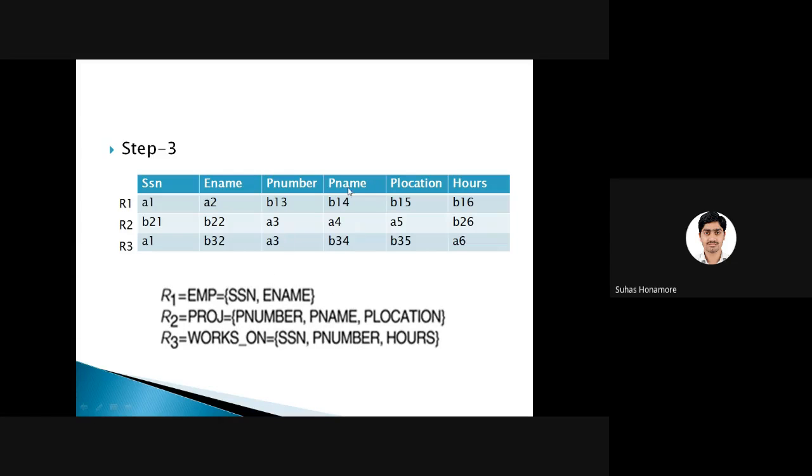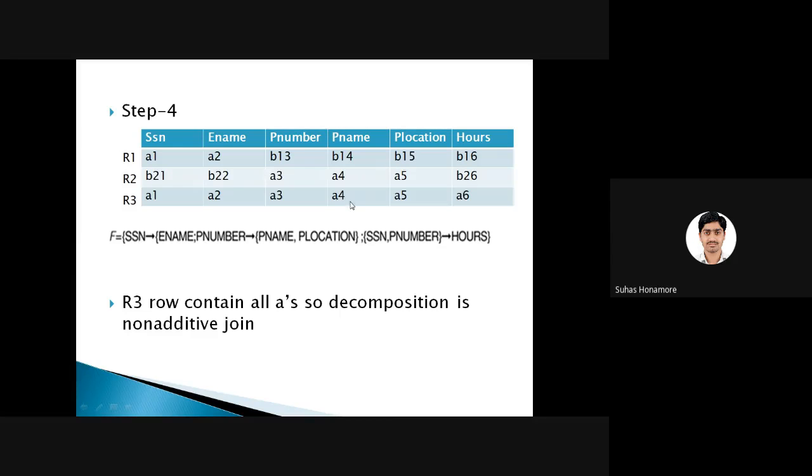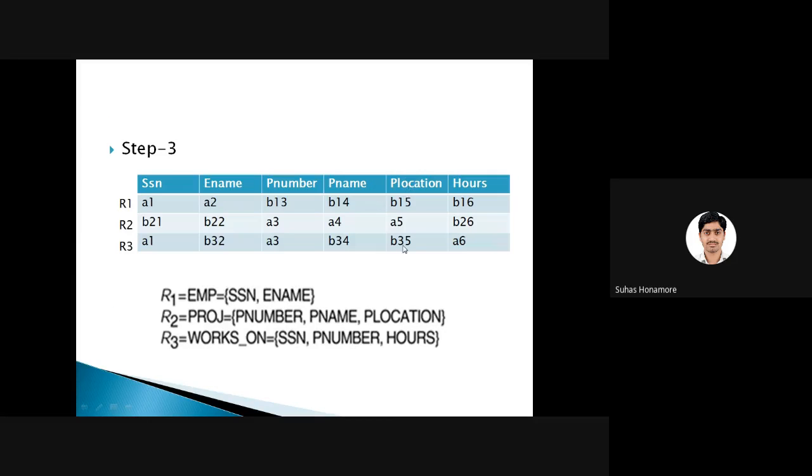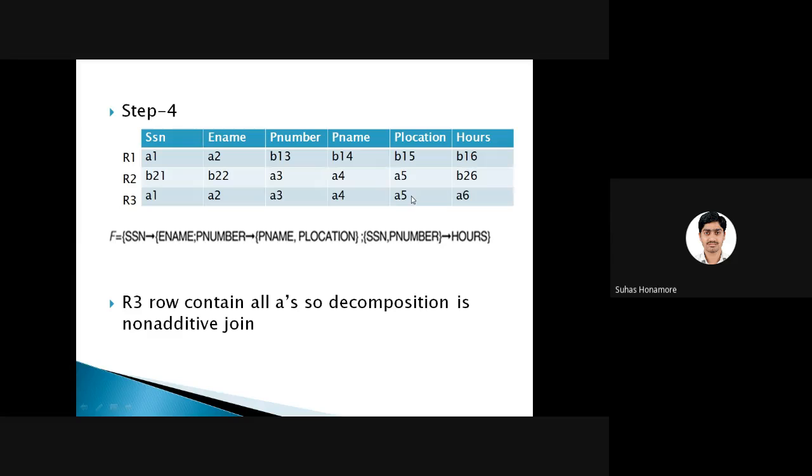Okay, so for p name here we have to check. These two rows, r2 and r3, if these values are the same, then for p name and p location, whatever a's are there, if it contains an a, the corresponding column we will make it a only. Okay, so here p name a4 is there, here b34 is there, so this b34 we will remove and make it a only. So that is what we made here. Okay, that is a4 we made. Same thing for p location. Okay, so here a5 is there, b35 was there, so we will convert this b into a, so that is a5 we will make.